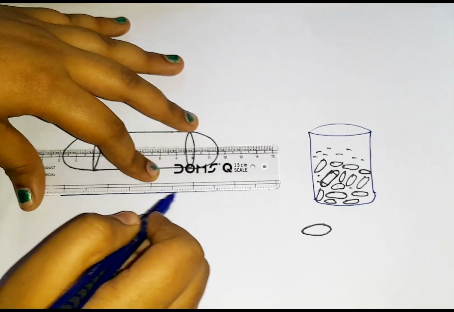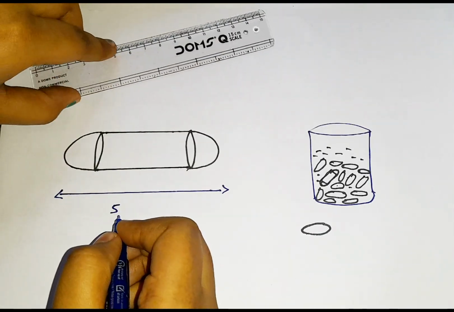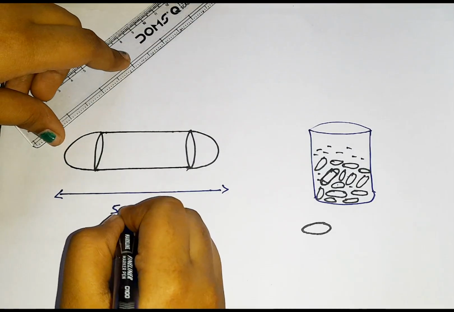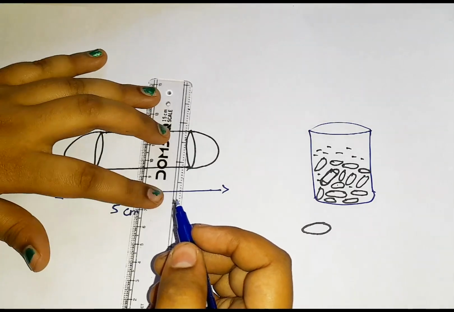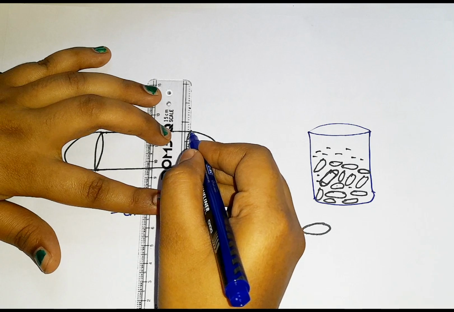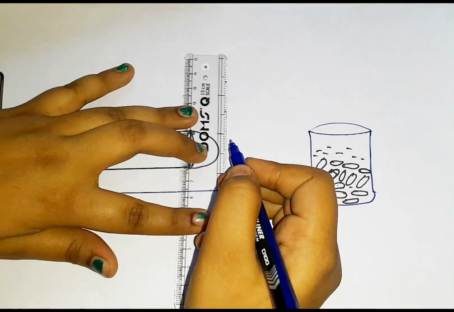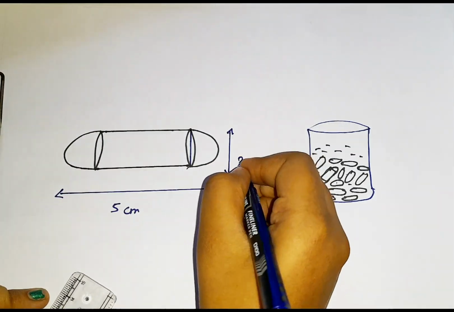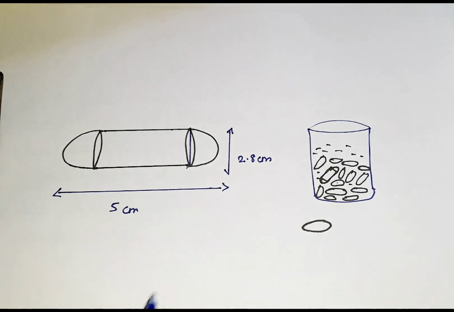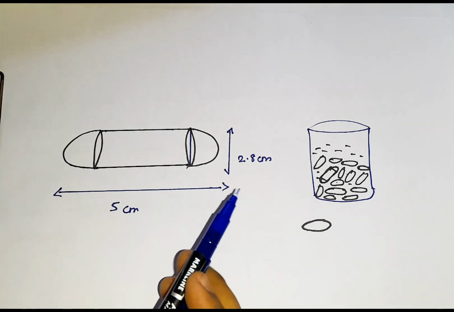So the length is 5 centimeter, and then the diameter is 2.8. So instead of writing it here, I am going to draw the line right over here and write 2.8 centimeter. This is the diameter. Alright guys, so now we understood the figure and we mentioned the values: length 5 centimeter and diameter 2.8 centimeter.